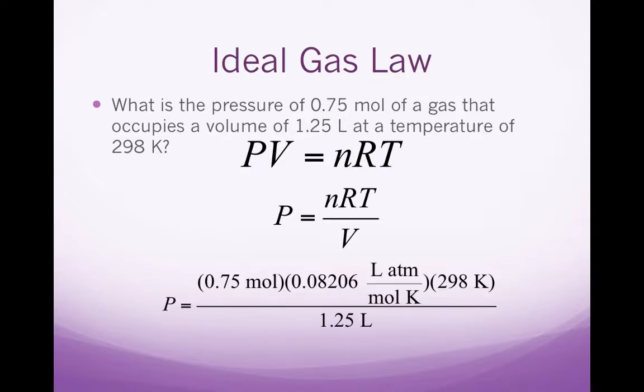So then we just plug it in. We have 0.75 moles times 0.08206, the gas constant, times 298 Kelvin divided by 1.25 liters, and we get a pressure of 15 atmospheres. We have 2 significant figures because our number of moles has 2 significant figures, which is the lowest number of sig figs.